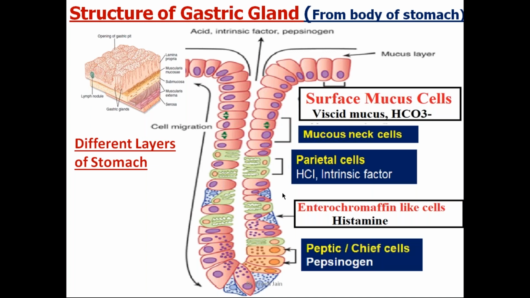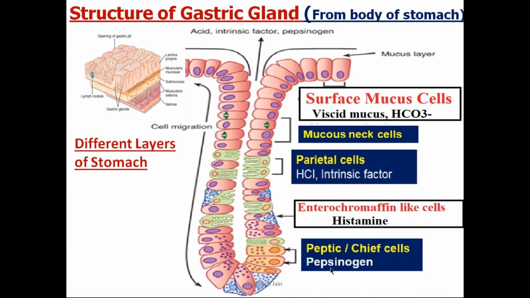This side is the basolateral side, and this side is the apical side of the cell. So parietal cells secrete HCl and they secrete intrinsic factor. The third type of cells are the peptic or the chief cells, which secrete pepsinogen.